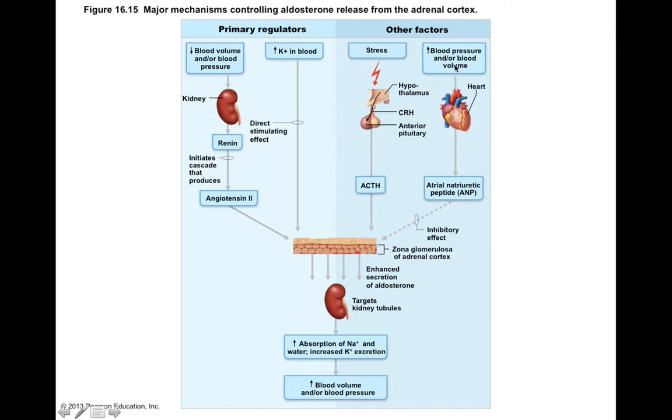And the way this works is that in the heart, there are receptors that can sense blood pressure, and these are called baroreceptors. Now, if your blood pressure or blood volume is too high, the heart can release a hormone called atrial natriuretic peptide, or ANP. Atrial natriuretic peptide actually inhibits cells in the zona glomerulosa from releasing aldosterone, and ultimately this allows you to keep your blood pressure from getting too high.